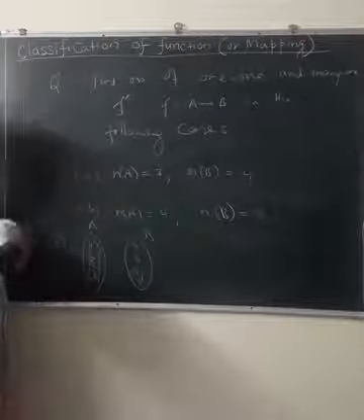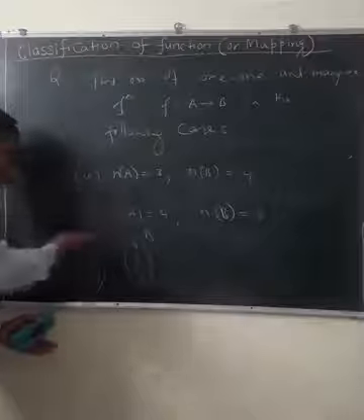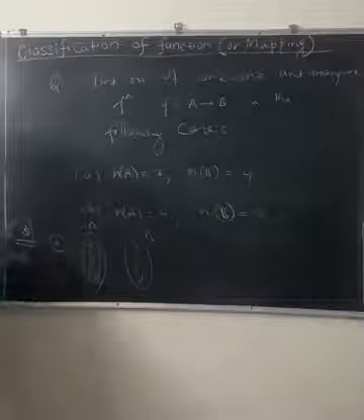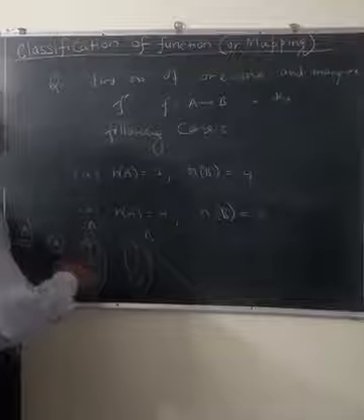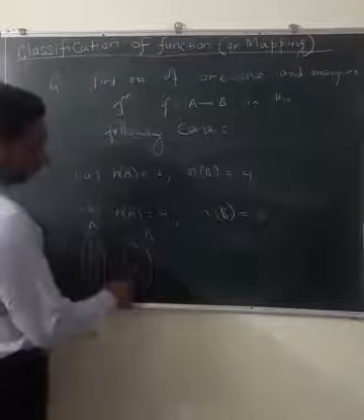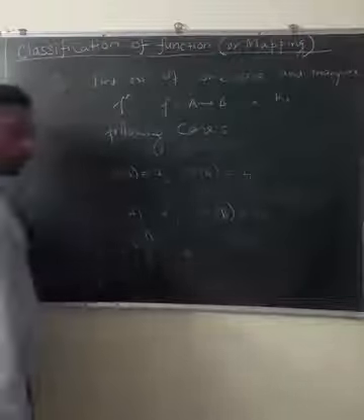In whatever possible way I can fill all these places will be the number of functions. In this case, for a one-one function, we must have 3 different images. So I have to select 3 out of 4 here. What are the possible cases? 4C3, which we can select.